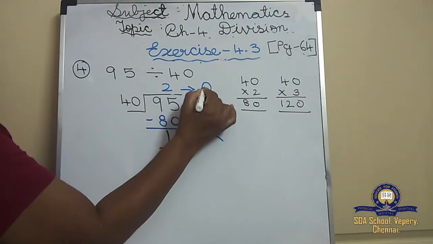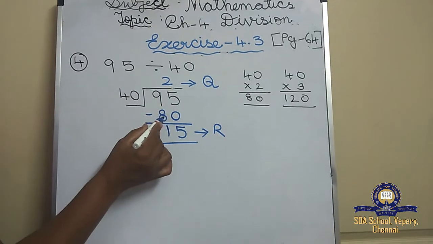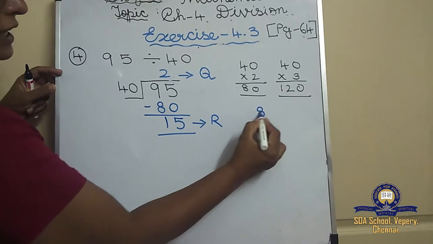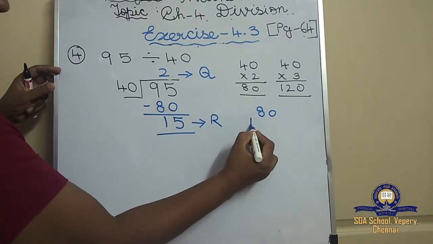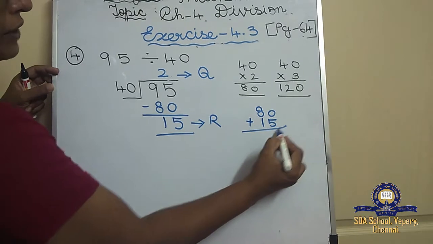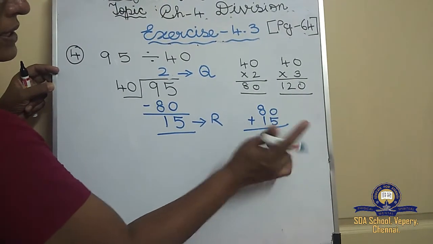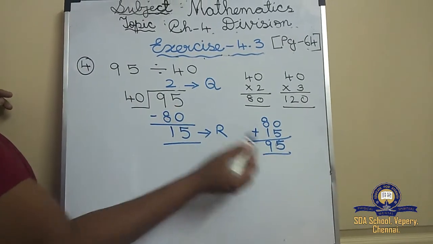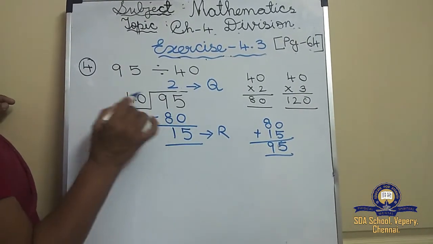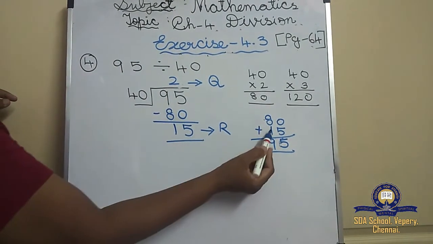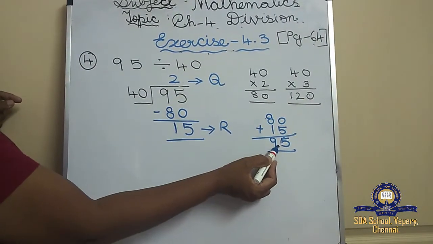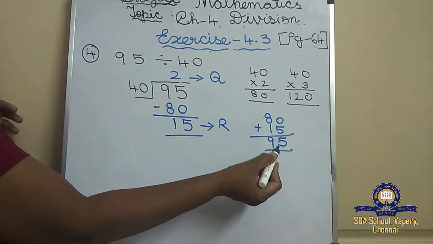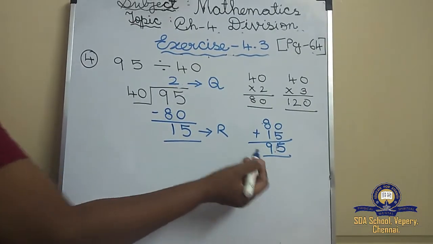2 is quotient. 40 twos are 80. See, easy method. And if you add this 15, if you want to check what will come: 5 plus 0, 5 and 8 plus 1, 9. See, the answer has come. Correct, students? Can you find out? 40 twos are 80 and if you add the remainder, the dividend has come here. So if you want to check, you can check. If you check, it will be very easy for you. Okay, children? We will move on to the fifth sum.